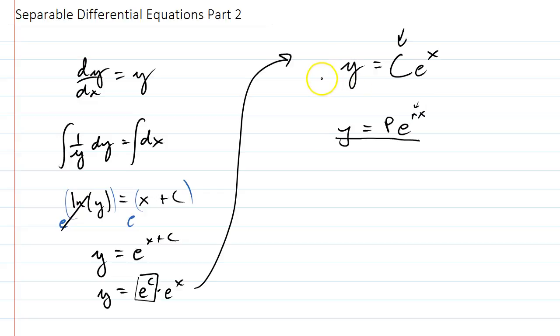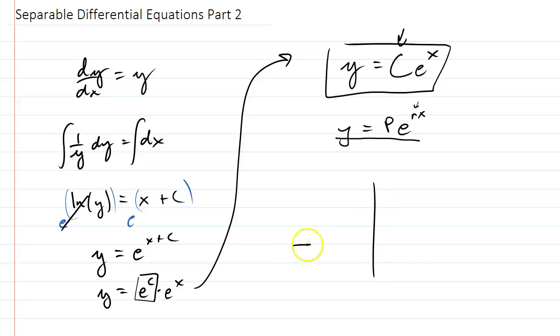So just be aware that when you're doing this, this is a separable differential equation. These population growth models are based on the fact that the rate of change depends on how much is there.